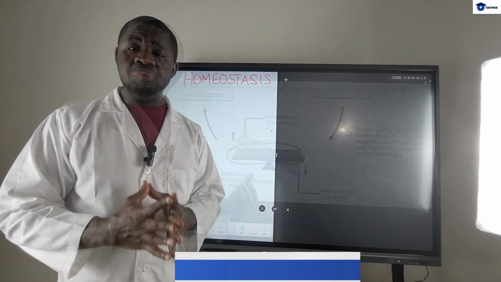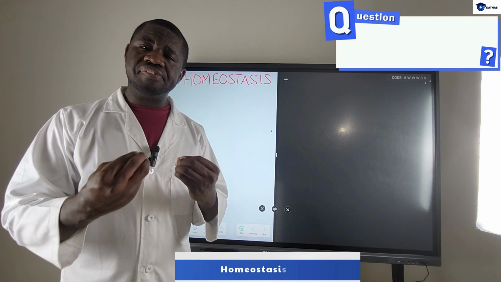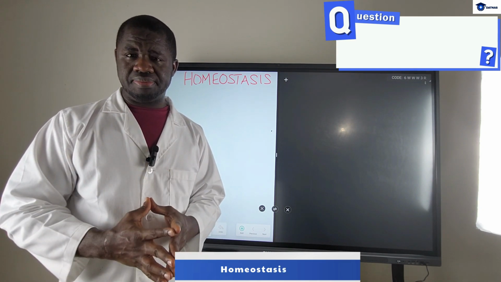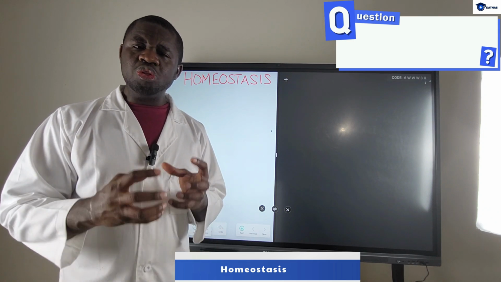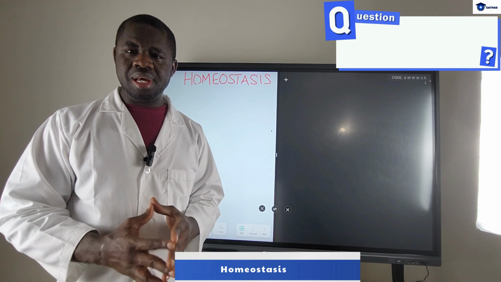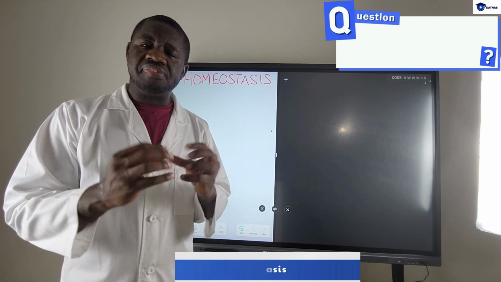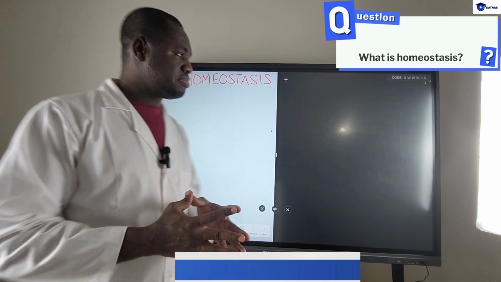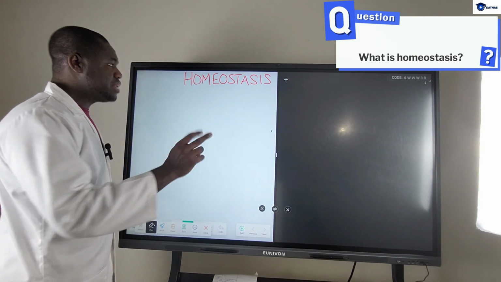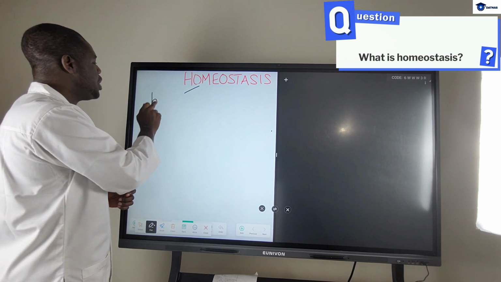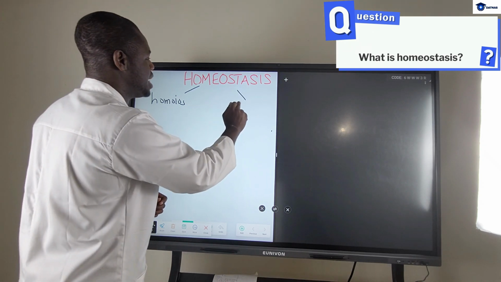What is homeostasis? How can we define homeostasis? Before we delve into the definition of homeostasis, let's try to understand the root words that form homeostasis. Homeostasis is derived from two Greek words, homoios and stasis.